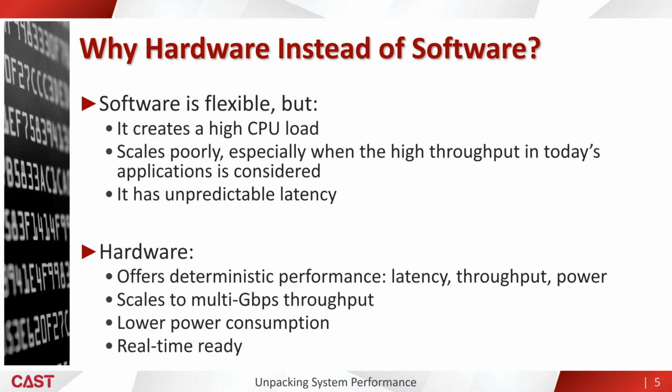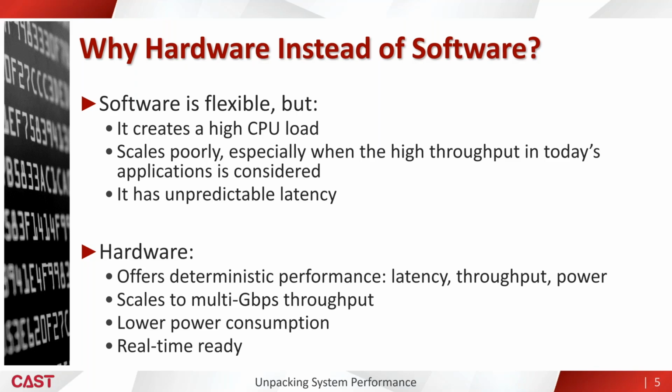Hardware will offer you always deterministic performance. It will be deterministic in latency, deterministic in throughput, and deterministic in power. Once the hardware is defined for your specific specifications, for your specific requirements, it will always give you the same results. Hardware cores for lossless data compression can scale to multi-gigabits throughput.